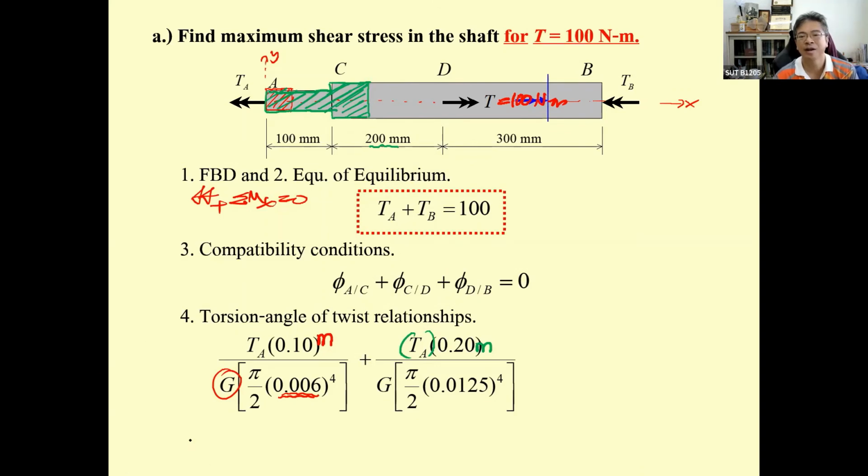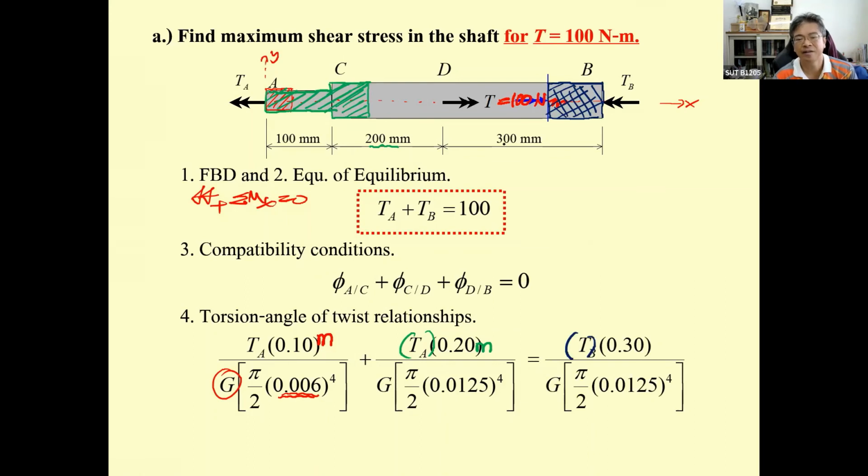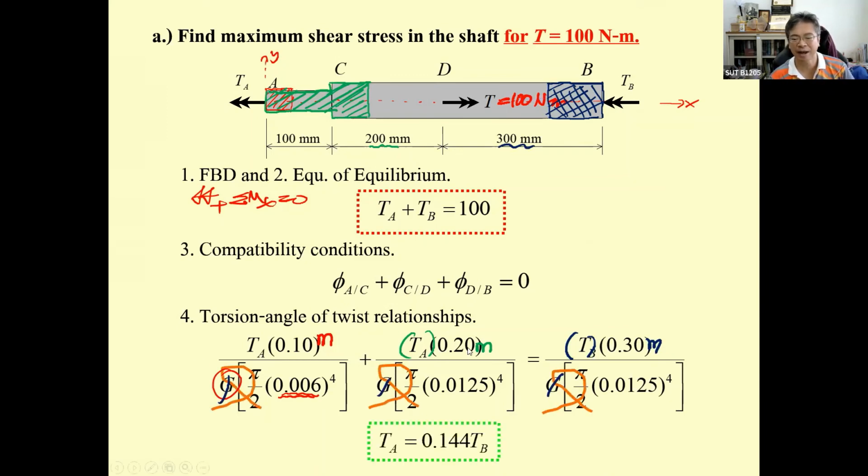And then the last one, you may cut in this portion and you only draw this one. This is going to be negative because the internal torsion is pointing in. Okay, this is pointing in, so it's going to be negative T sub B, and then 0.3 meter and GJ. So the G can cut as I mentioned. You rearrange the equation, you can get T sub A equal to 0.144 T sub B.